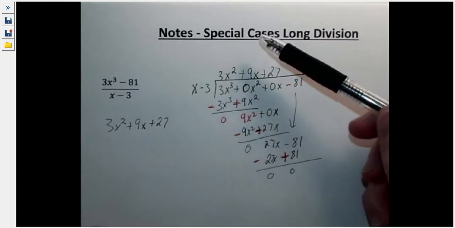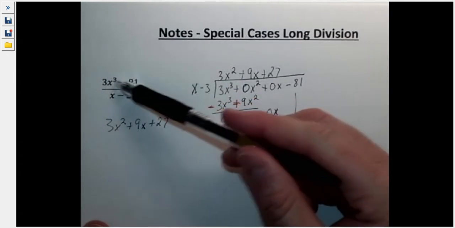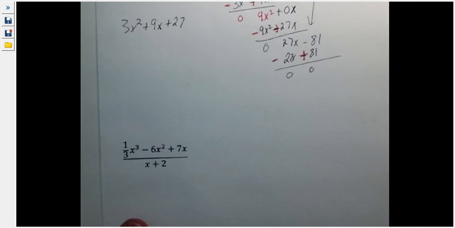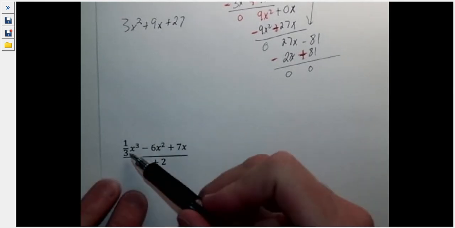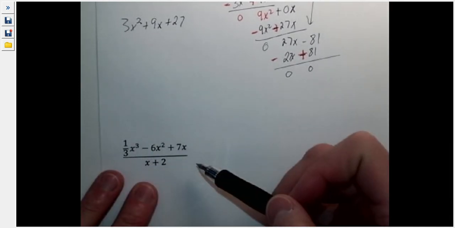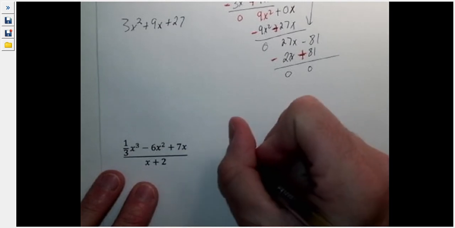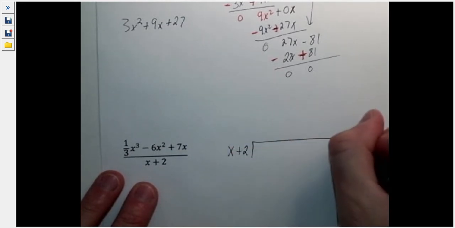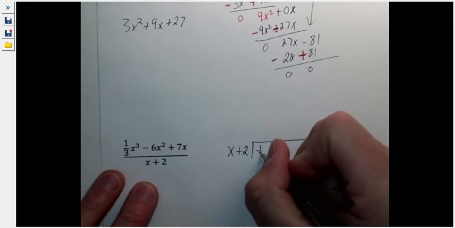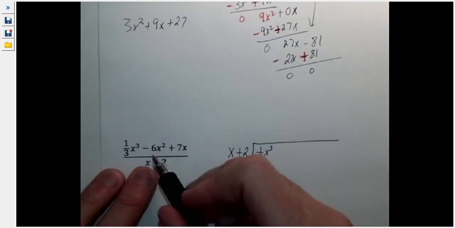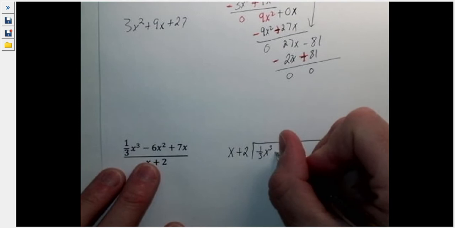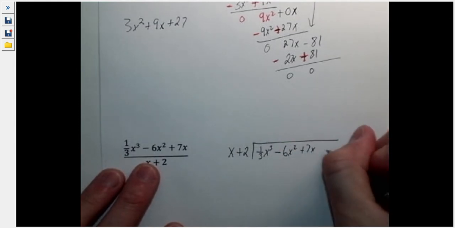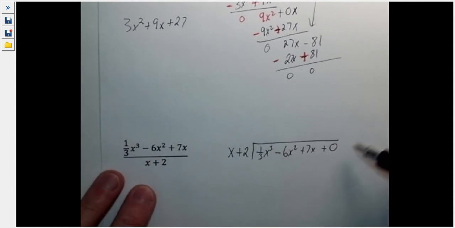So basically the first special case is when we are missing terms. Now the second case, it's not really a special case, but it's when we have fractions in our long division. So again, we're going to put that there. Am I missing any terms? I am technically missing our last term. So plus 7x plus 0.